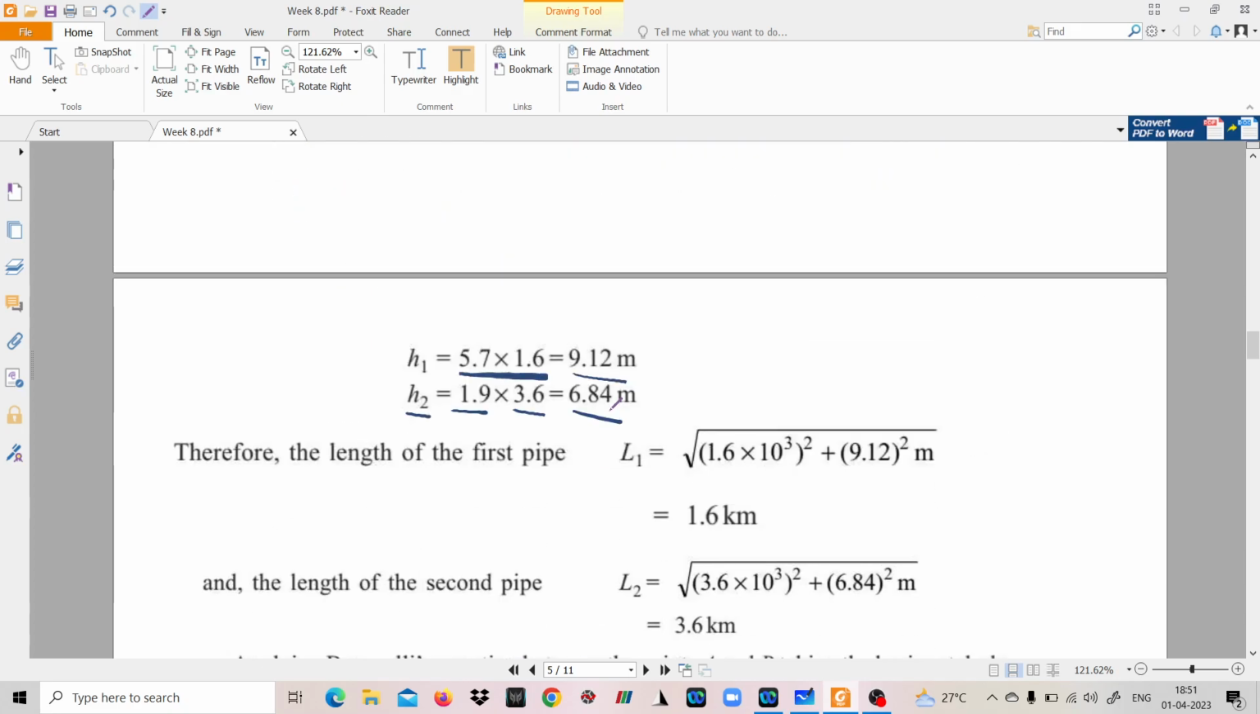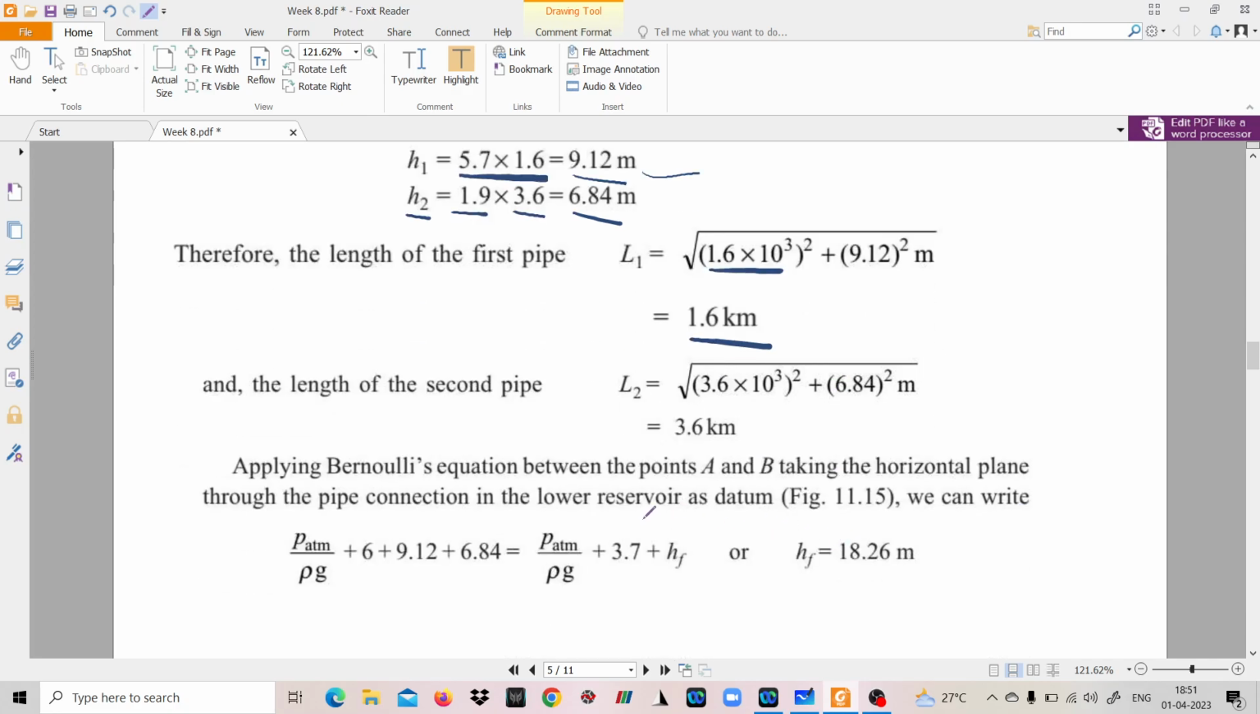So L1 is 1.6 into 10 to the power 3, which is basically 1.6 kilometers. When multiplied with 10 to the power 3, it becomes meter square, plus 9.12, which is H1. So it is coming out to be 1.6 kilometer. And the length of the second pipe is 3.6 into 10 to the power 3, because it is 3.6 kilometer, square, plus 6.84 square. So it is again 3.6 kilometers.